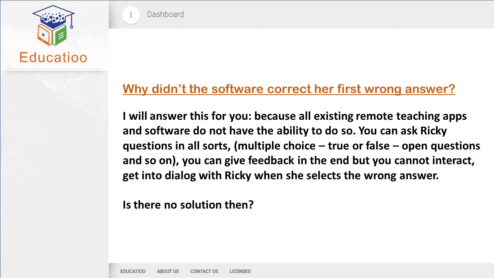Why didn't the software correct her first wrong answer? I will answer this for you, because all existing remote teaching apps and software do not have the ability to do so. You can ask Ricky questions in all sorts, multiple choice, true or false, open questions, and so on. You can give feedback in the end, but you cannot get into dialogue with Ricky when she selects the wrong answer. Is there no solution then?